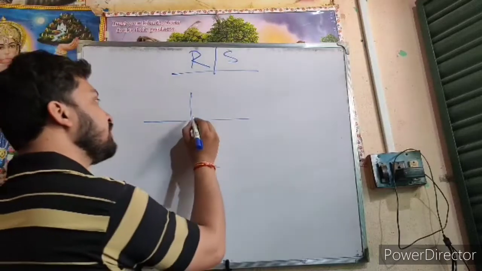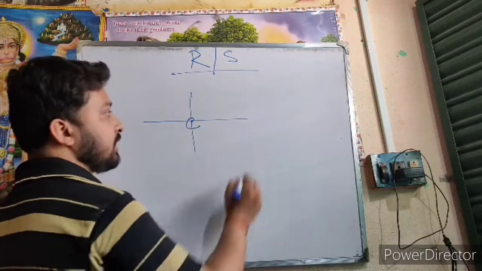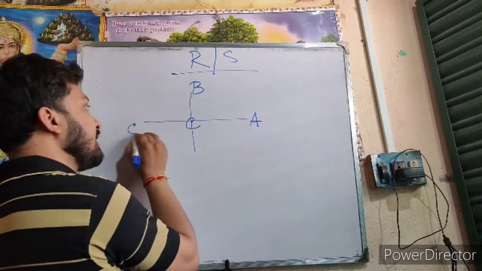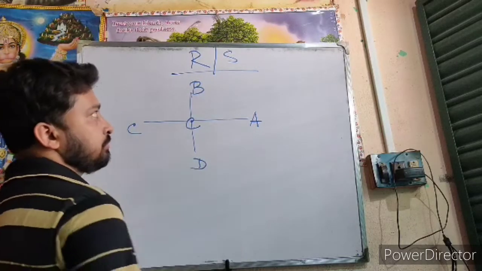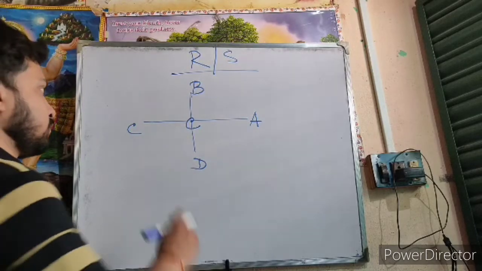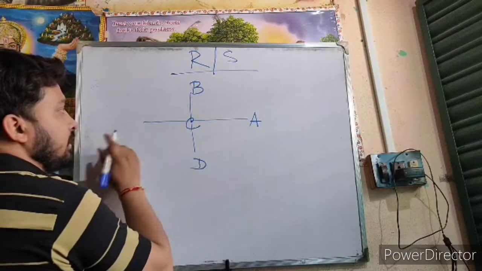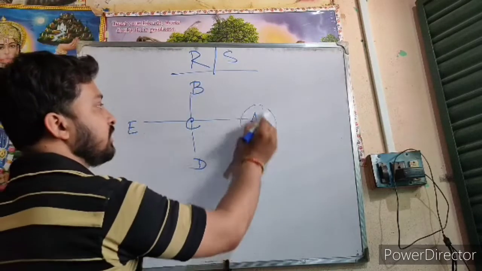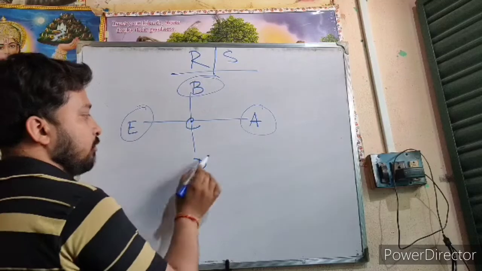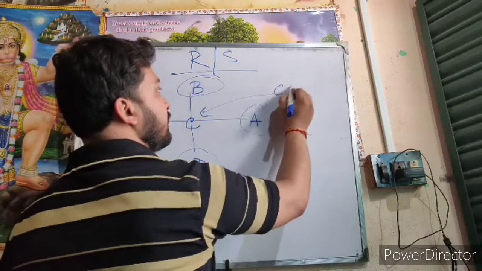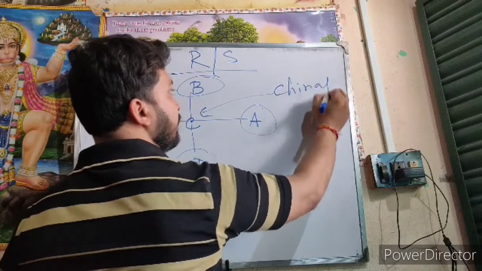This carbon is the chiral carbon. Why is this carbon chiral? There is A, B, C, D, no, E, I think. So this is the chiral carbon because the groups on the 4 valencies of the carbon are different. So this carbon is called chiral carbon.